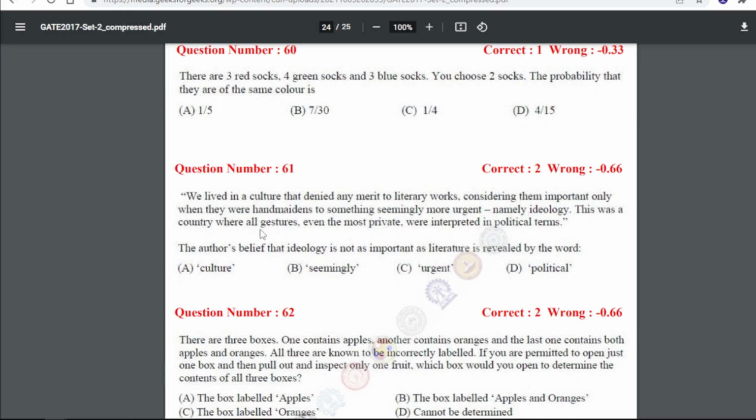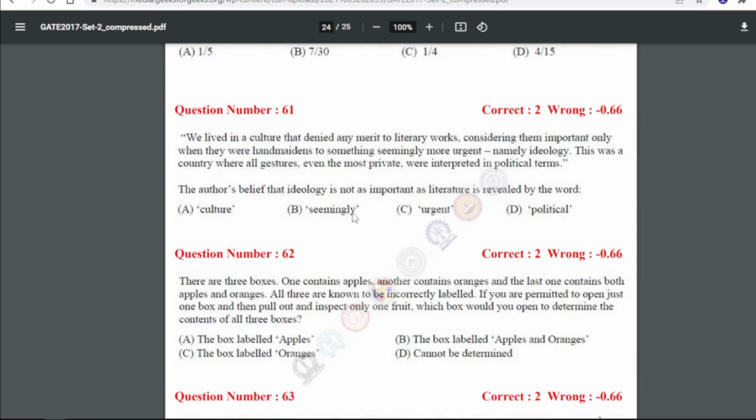61 is, we lived in a culture that denied any merit to literary works, considering them important only when they were handmaidens to something seemingly more urgent, namely ideology. This was a country where all gestures, even the most private, were interpreted in political terms. The author's belief that ideology is not as important as literature is revealed by the word. So for 61, our answer will be B, that is seemingly.